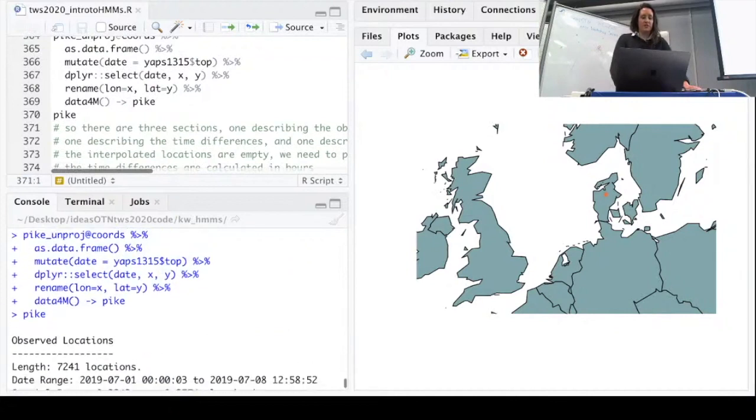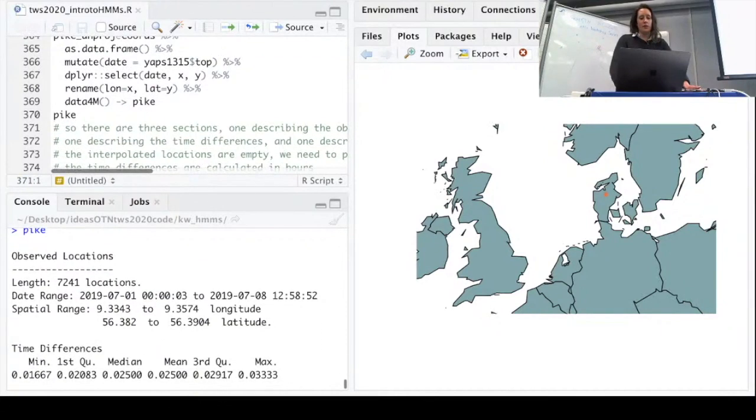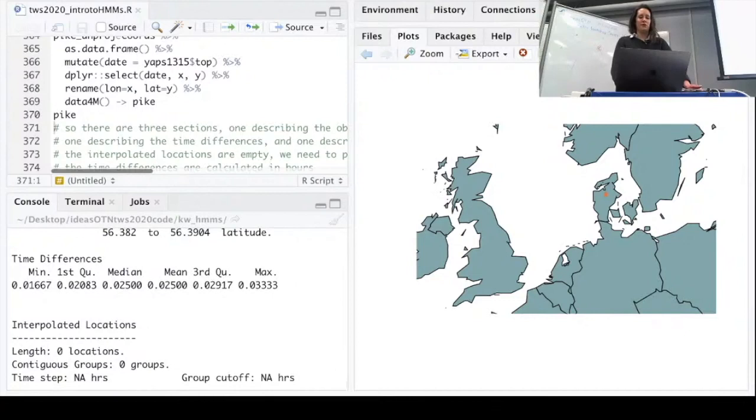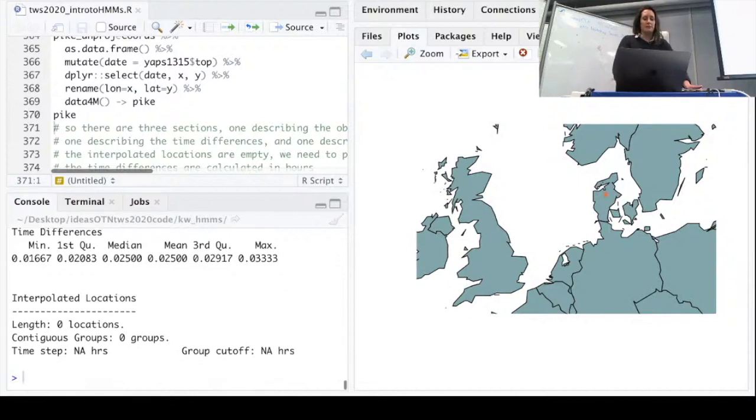This gives you a bunch of different information about the track. We can look at the length of the track, the date range, the spatial range. This is really important: it's the time differences. We already kind of knew this because we looked at it before, but your mean is 0.025, which is 90 seconds. So this is done in hours.